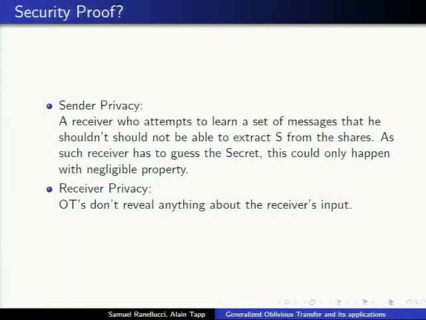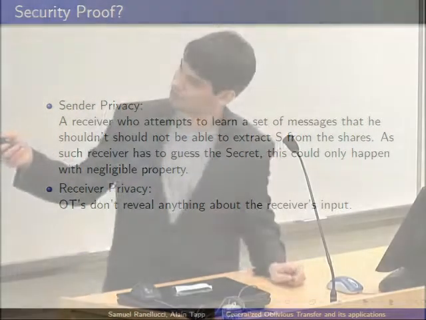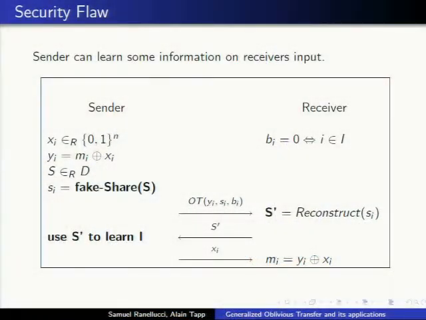The protocol has a fatal flaw. Well, let's look at what the security proof is. The security proof for this is that the sender privacy is protected because he has to extract the secret, and to extract the secret he has to act honestly. And the receiver privacy, well, the OTs don't reveal anything about the receiver's input. Unfortunately, this is not complete because there's a small flaw.